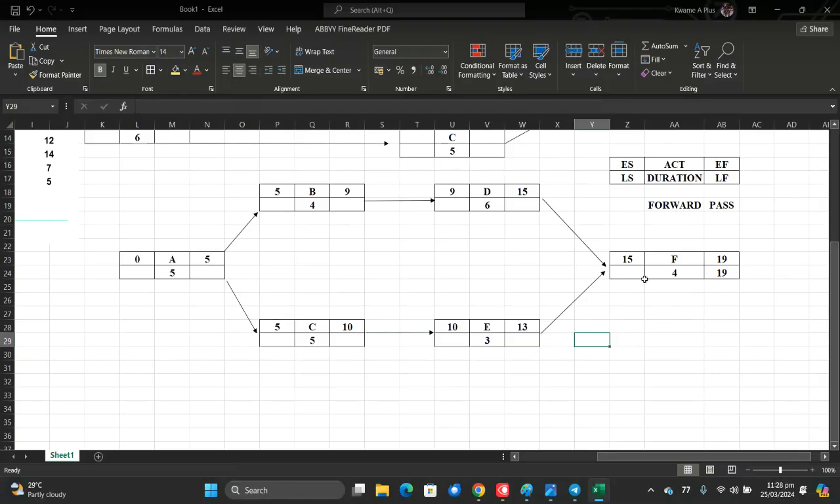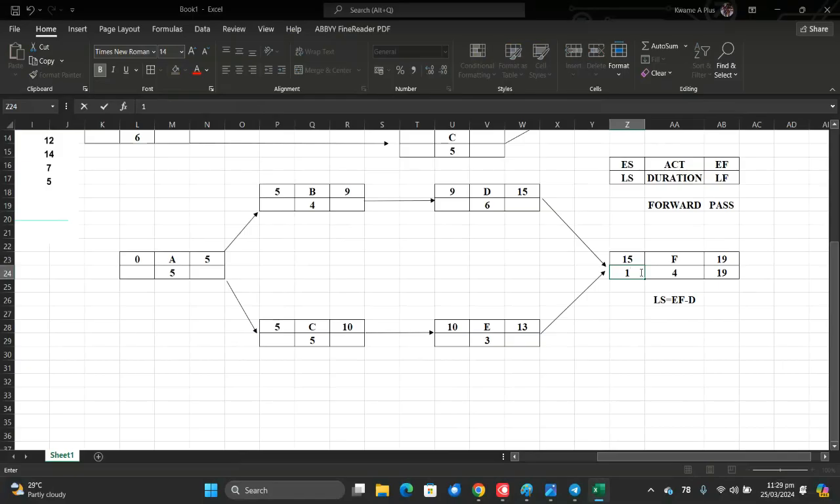So how do we find the latest start then? Latest start is equal to the latest finish minus duration. Since the latest finish equals the earliest finish, the latest start is equal to the earliest finish minus duration, which is going to be what?